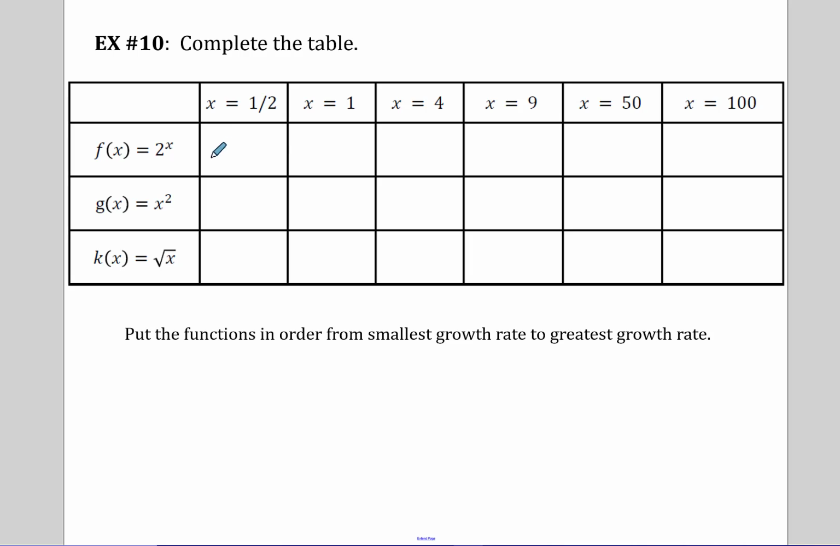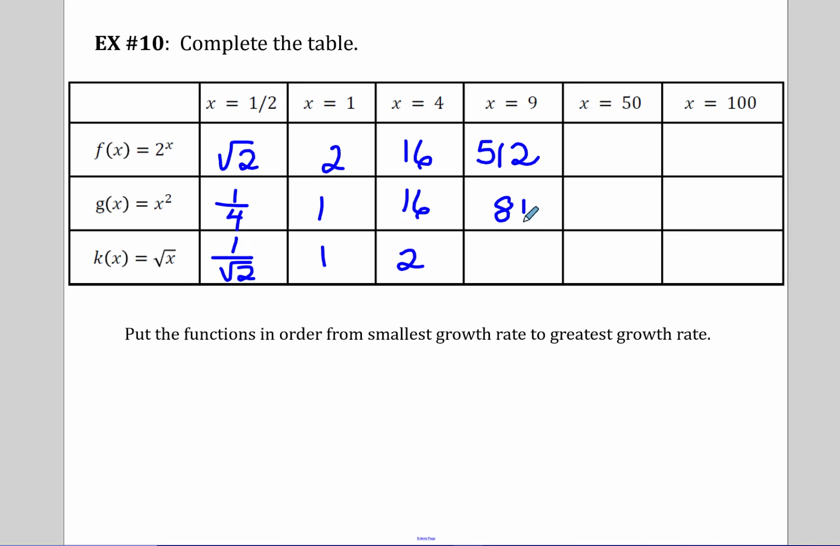And if you filled out this chart here, you'd get the square root of 2, which is about 1.4, and 1/4, and 1 over square root of 2. Here you got 2, 1, and 1. Here you got 16, 16, and 2. You notice how some of them are sharing points. And then behavior starts to go crazy. This one's 512, this one's 81, this is 3.